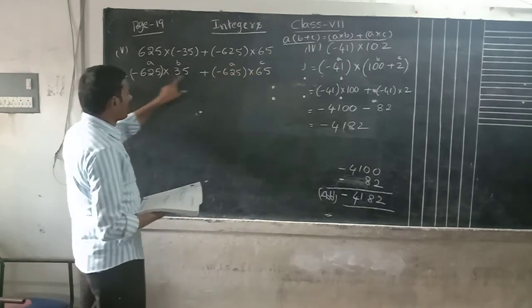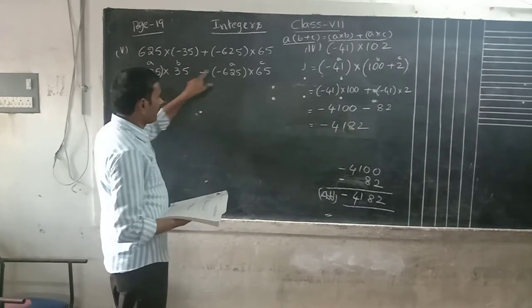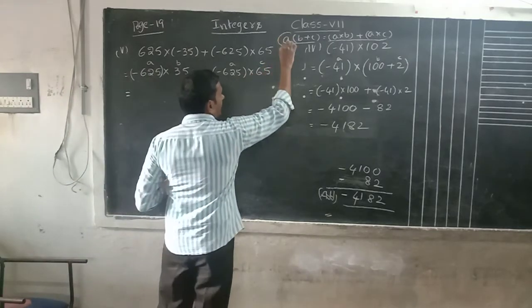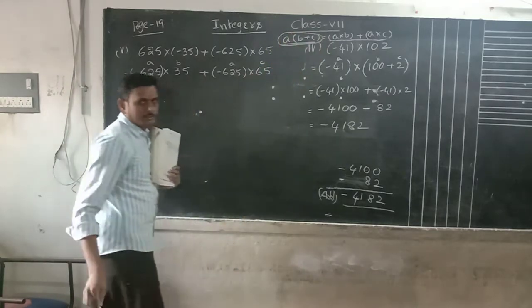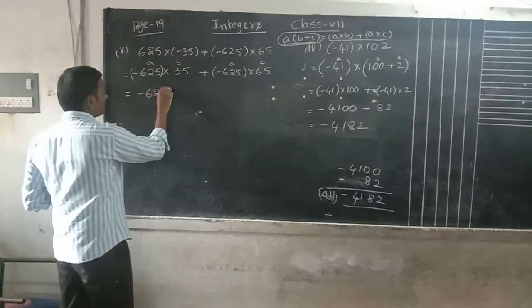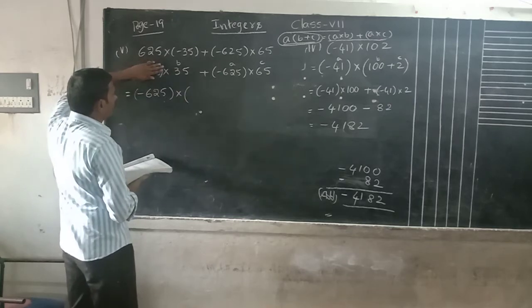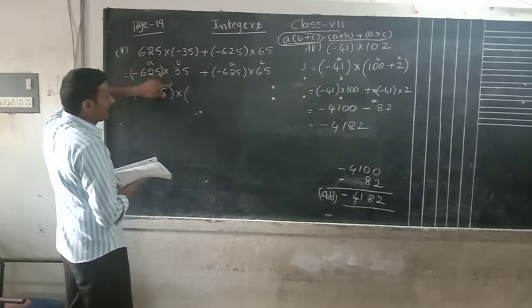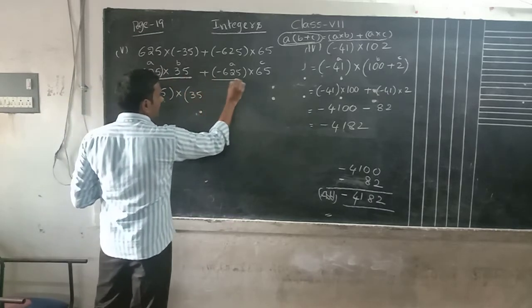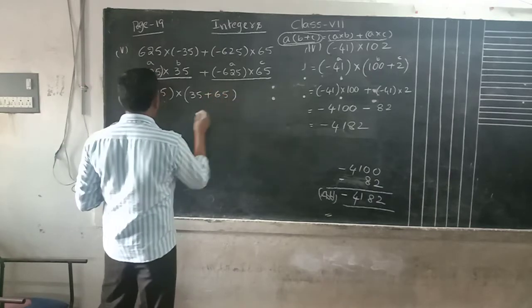That means A is common. Minus 625, minus 625, B is 35, C is 65. Now we have to write this in the form A into B plus C. Taking minus 625 outside of the bracket, in this group 35 is remaining, and in this group, with minus 625 taken common, 65 is remaining.